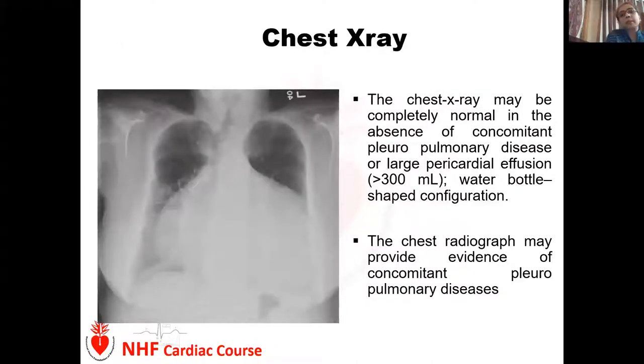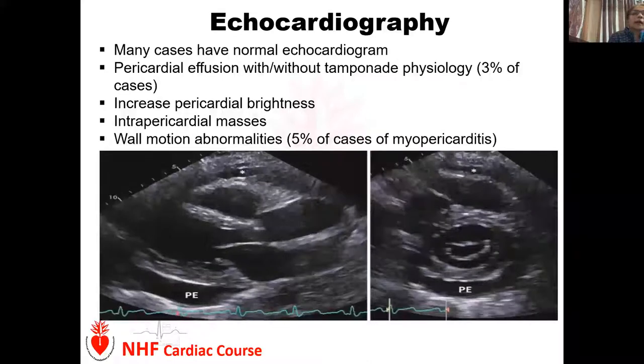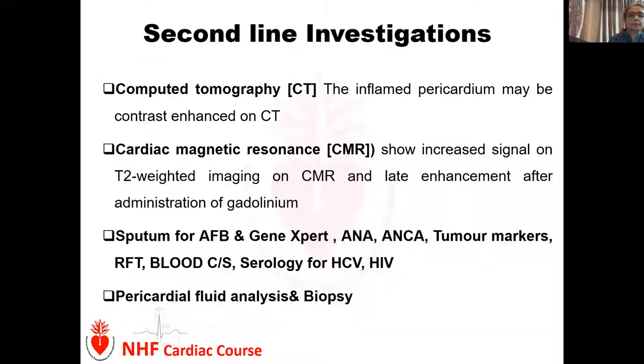The chest X-ray usually appears normal, but it may give some clue regarding the presence of pleuropulmonary diseases like TB, mass lesion, or consolidation lesion. And if it is associated with large pericardial effusion, then the X-ray may give a water bottle configuration. Like the X-ray, echocardiography may appear normal, sometimes associated with pericardial effusion or wall motion abnormalities. And these are the second line investigations, like computed tomography and cardiac magnetic resonance, which are basically needed to find out the etiology, and sometimes may be necessary for the confirmation of diagnosis.